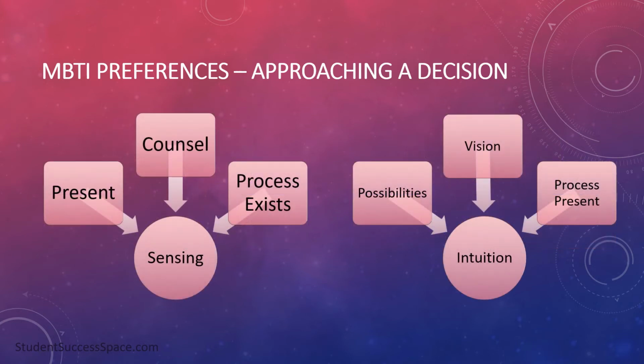When our sensing and intuition people approach decision making, they're going to approach things differently. The sensing person wants to look at the present, what is happening right now, and they want counsel from people who are very experienced. They also are going to assume that some kind of process probably already exists. The intuition person is going to be more visionary. They want to get counsel from somebody who can see the possibilities, what might happen, and they're going to assume that a process doesn't exist right now, but it will present itself when needed.